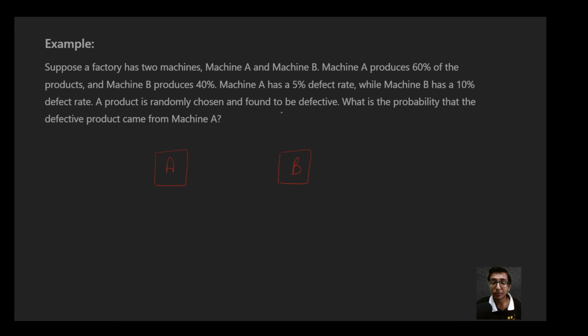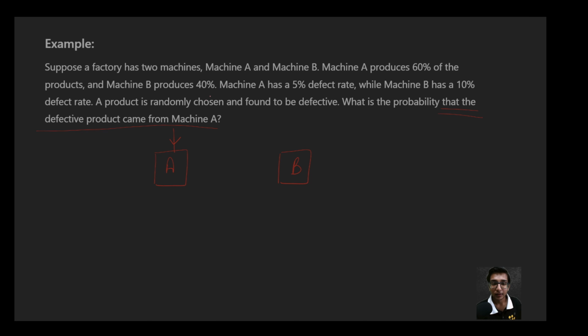A product is randomly chosen and found to be defective. Now, had this been a total probability theorem question, what would they have asked us? What is the probability that the chosen product is defective? Now in Bayes theorem they tell us that the chosen product is defective. Now what is the probability that the defective product came from machine A? So we have to find out the probability that it came from the first pathway and not from the second one.